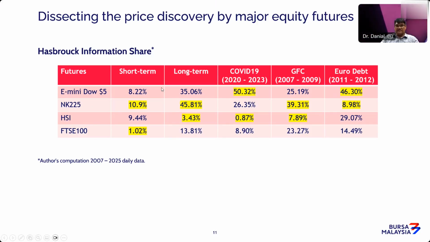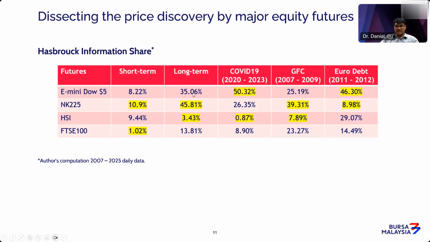Short term, we would say that based on the maximum and the minimum number here, the smallest and the largest number, Nikkei actually contributes more influence to KLCI futures. Almost 11% of price discovery in KLCI futures. The least one is UK FTSE, the European. The European will only contribute 1% of what happened in KLCI futures in the short term.